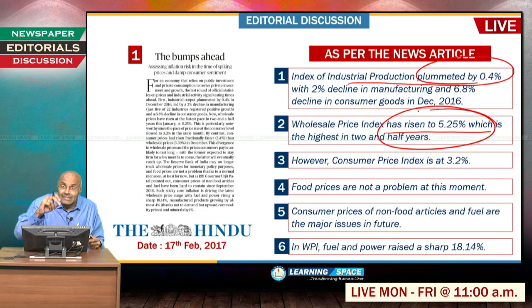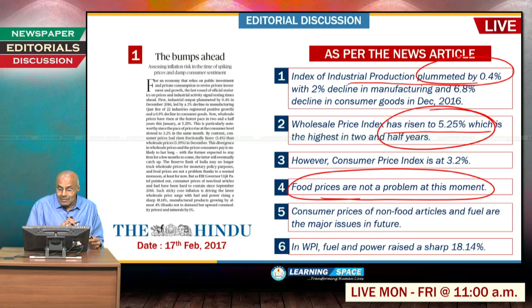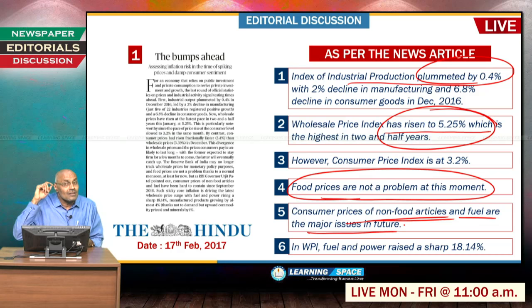Then food prices are not a problem at this moment, but consumer prices of non-food articles and fuel are major issues. Fuel means petroleum products. Petroleum product costs increased by almost 20% during the past 3-4 months, and at present one barrel costs $55 and it is expected to increase to 60 or 65. So, the government has to face the challenge of an increase in petroleum products, because we import 70 to 80% of petroleum products. Then in the wholesale price index, fuel and power raised a sharp 18%.